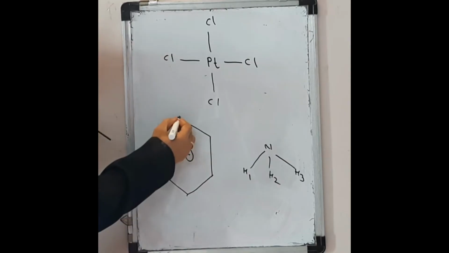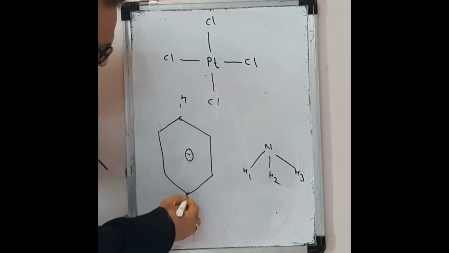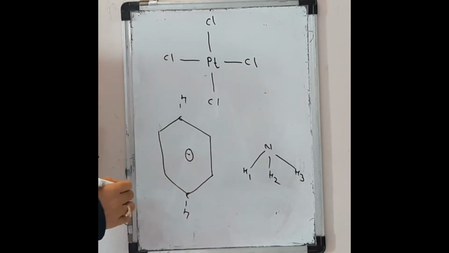If there is no atom in the center, then all the remaining atoms must be in pairs and in opposite directions. For example, benzene. This is benzene molecule. Here there is no atom in the center. So all the remaining atoms must be in pairs and in opposite directions.